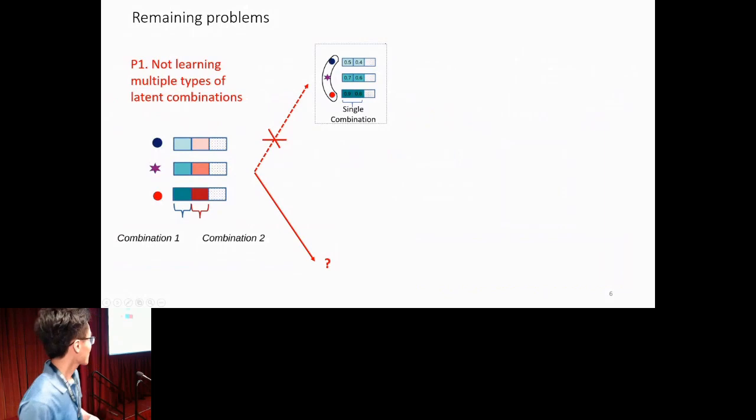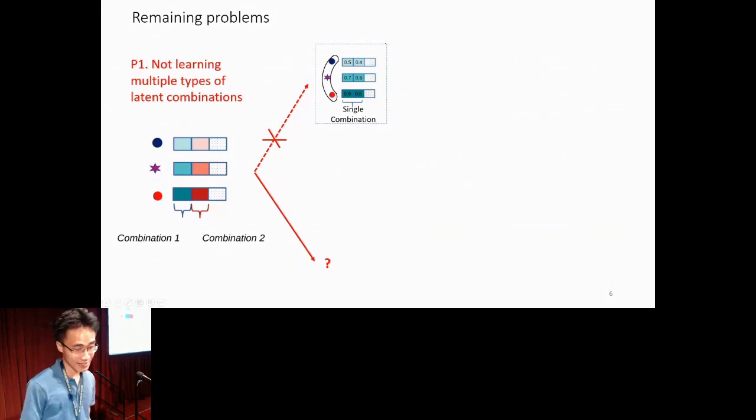So we identify 2 problems. The first one, existing works do not learn multiple types of latent combinations. So what does it mean? In reality, each side effect may have different latent mechanisms, not a single one.